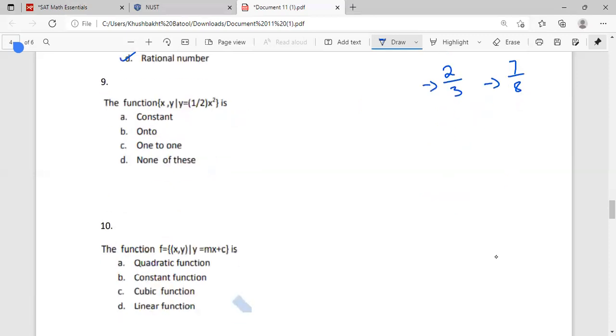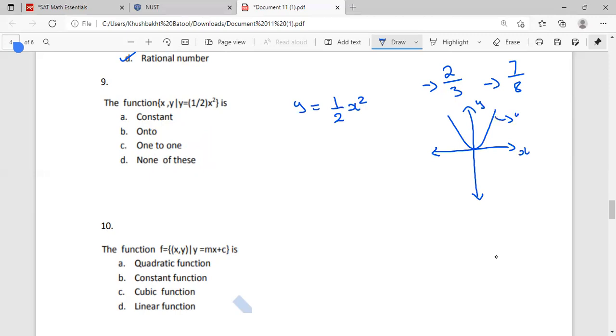The function x comma y. Okay. So basically this is the function where we have y equals 1 by 2 x squared. Okay, let's just plot this function on our graph just so we are able to understand it easily. It is going to be a parabola. So this is y, this is x, and this is y equals 1 by 2 x squared. Is it constant? No, it is not constant. Here it is decreasing, here it is increasing.